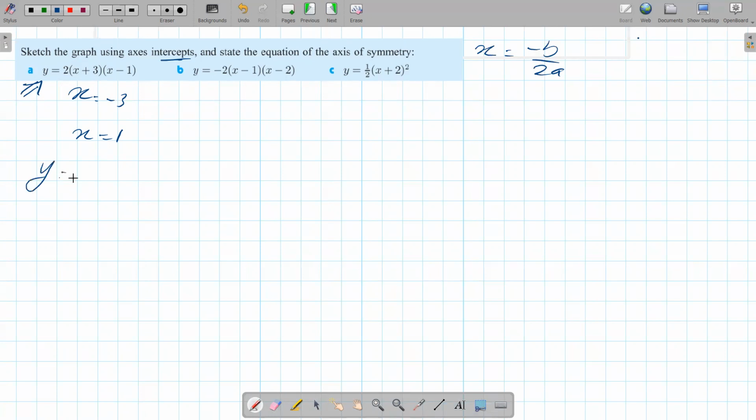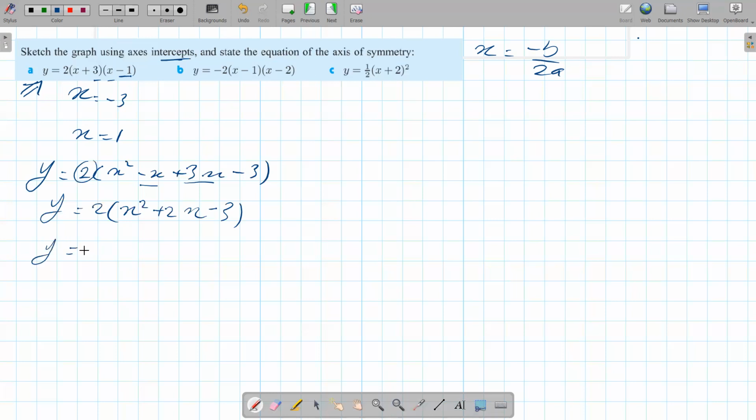Then y equals 2 times the bracket. x times x becomes x squared. x times negative 1 becomes negative x. 3 times x becomes 3x. And 3 times negative 1 becomes negative 3, all times 2. Then we're going to simplify our equation. Negative x and 3x becomes 2x. Then it becomes 2 times x squared plus 2x minus 3.